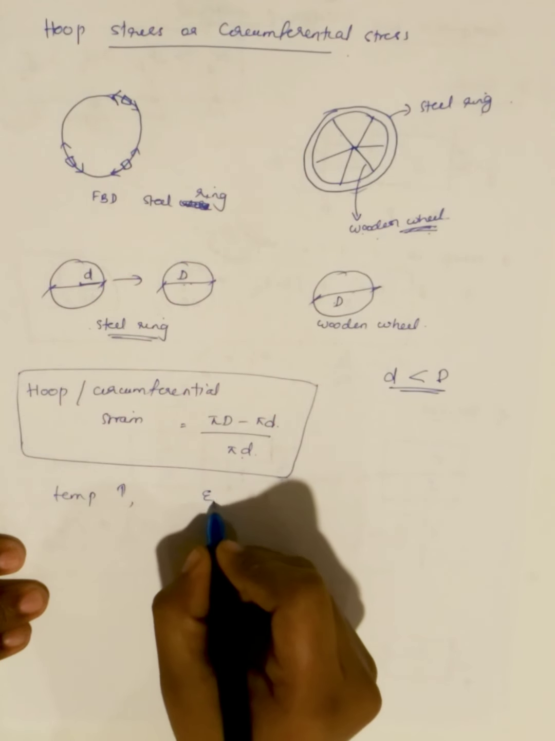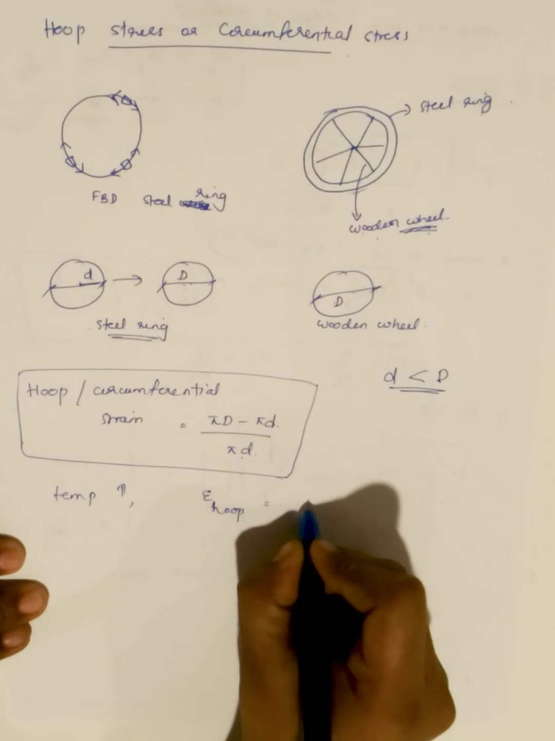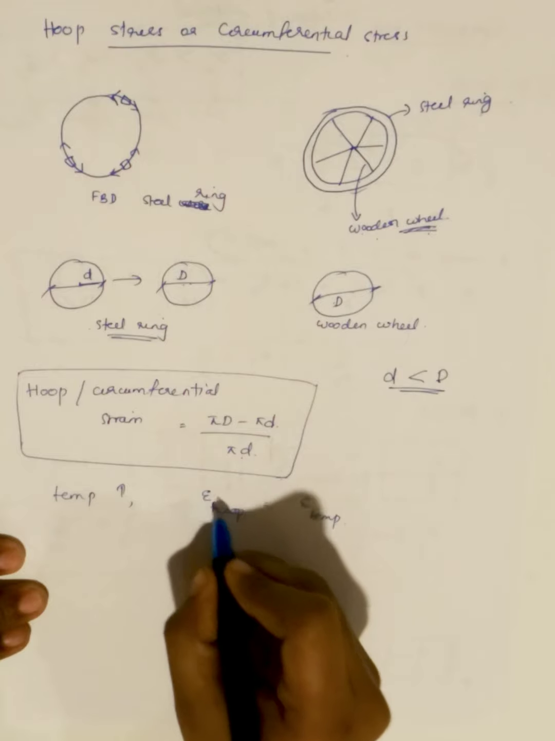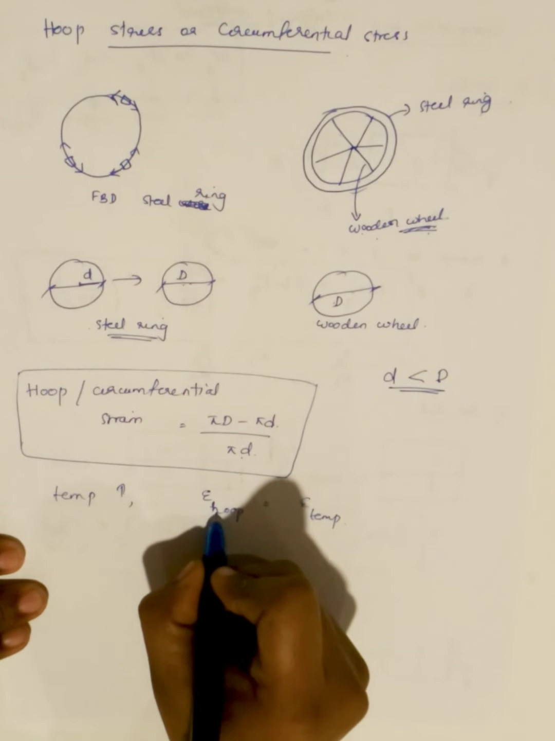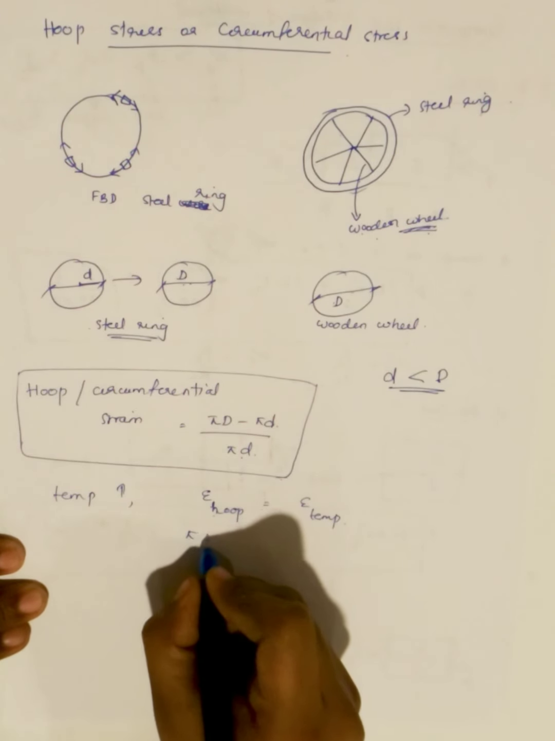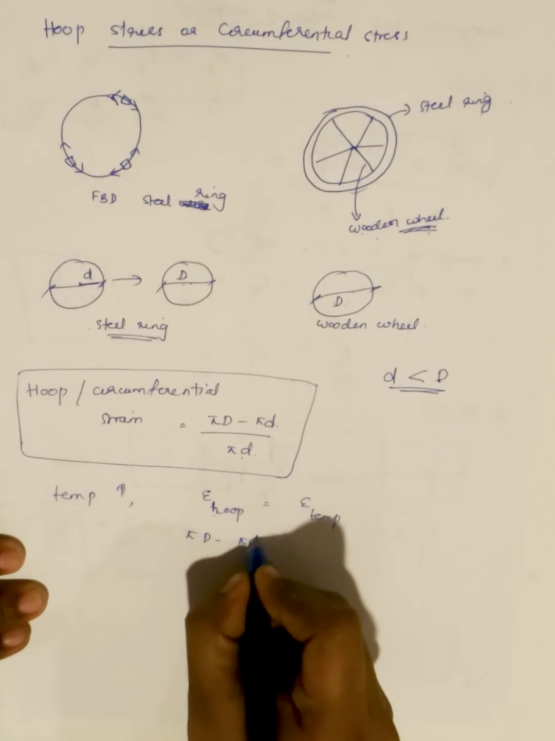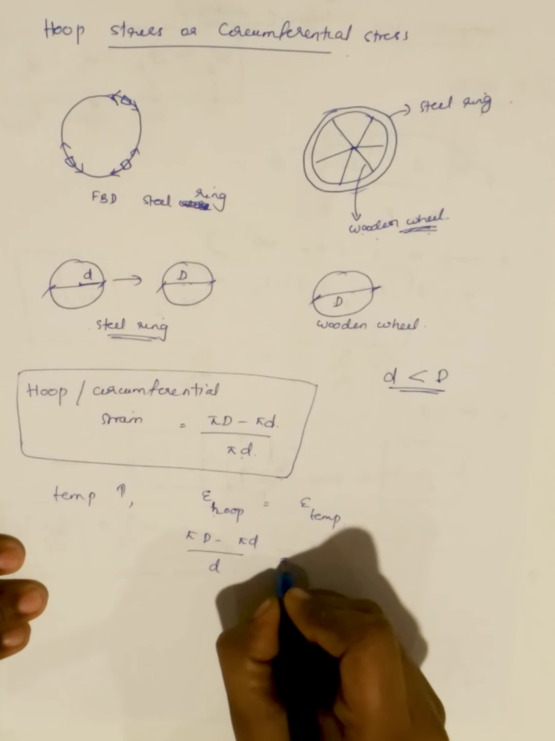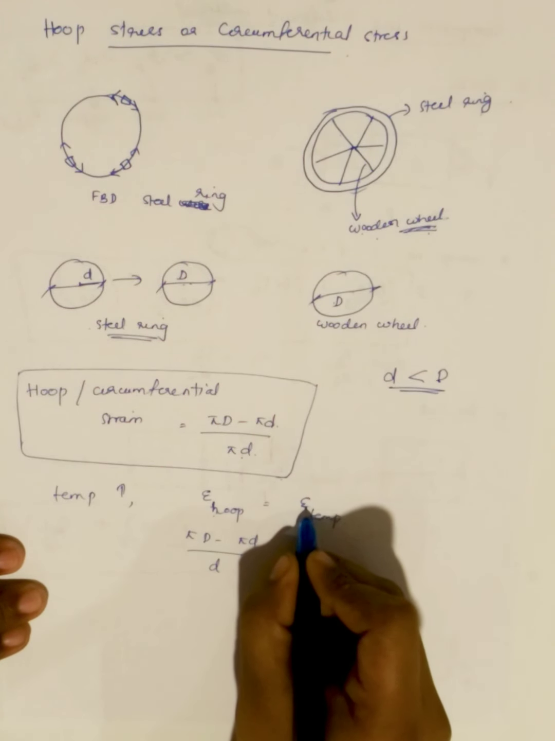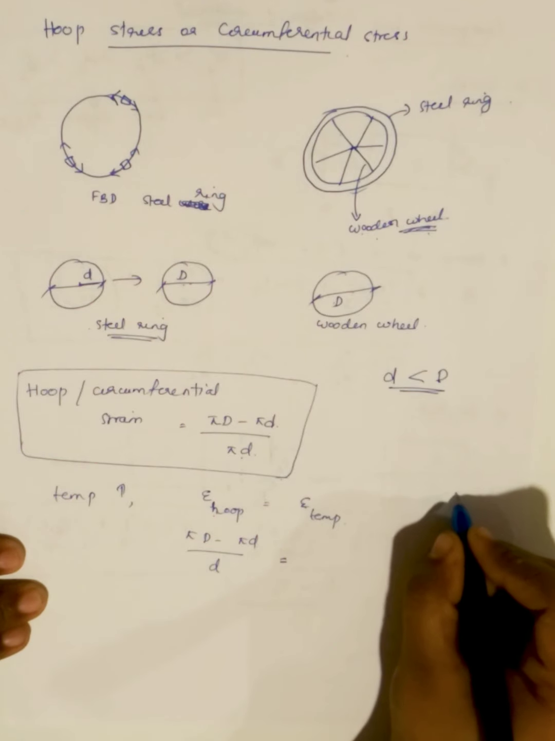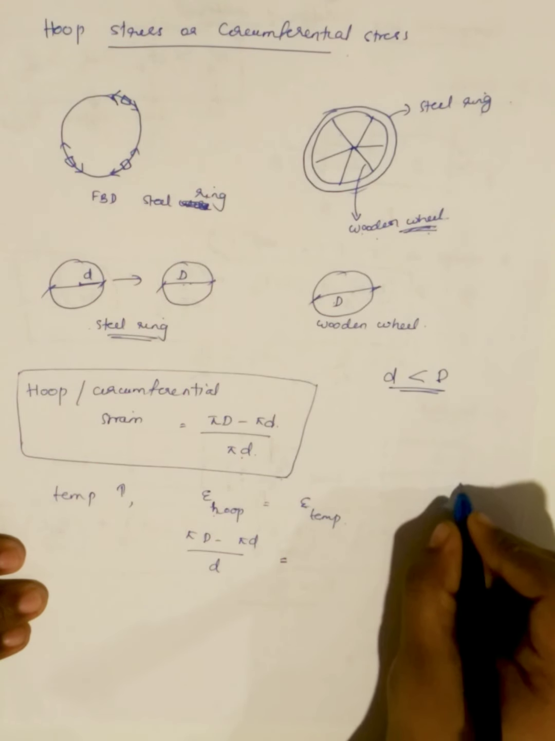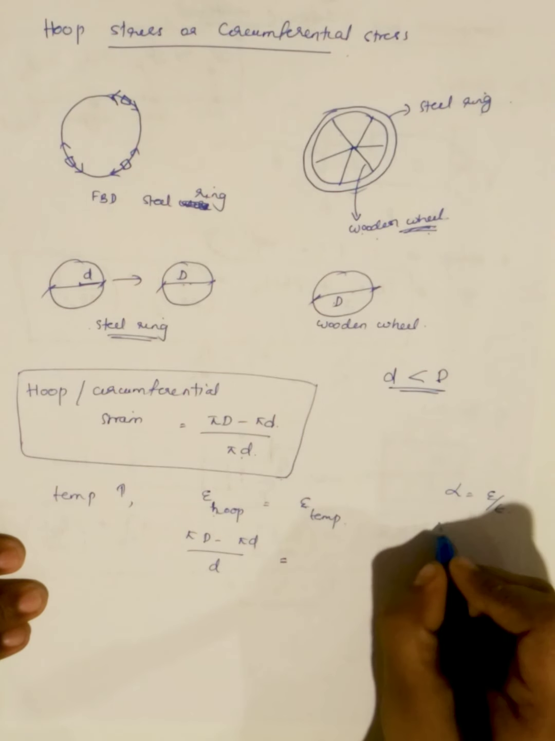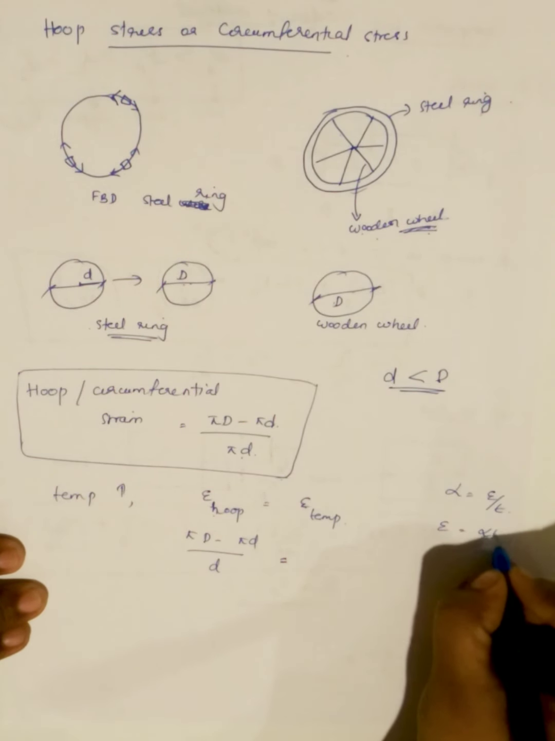Here, epsilon hoop should be equal to epsilon due to temperature. Now this strain, we are providing by temperature. So pi D minus pi d by pi d, this much is provided by our change in temperature. What is our epsilon t? Alpha is equal to epsilon by t, so epsilon is equal to alpha t.